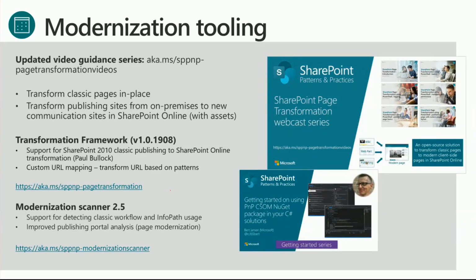at this tooling. It is evolving all the time, and there was really cool development from Paul Bullock recently in the 1908 release. There's now even support for SharePoint 2010 classic publishing to SharePoint Online transformation. Basically, the tooling uses the classic web services in SharePoint 2010 to analyze what kind of content there is in classic publishing sites, and then creates modern sites on top. It's really, really insanely cool stuff.